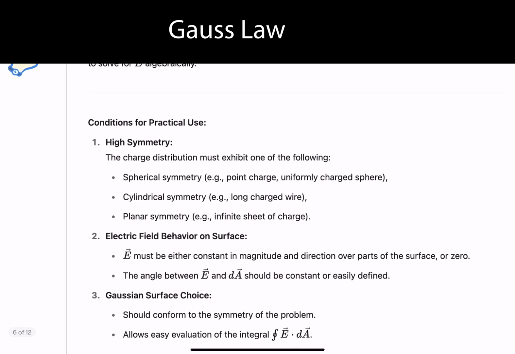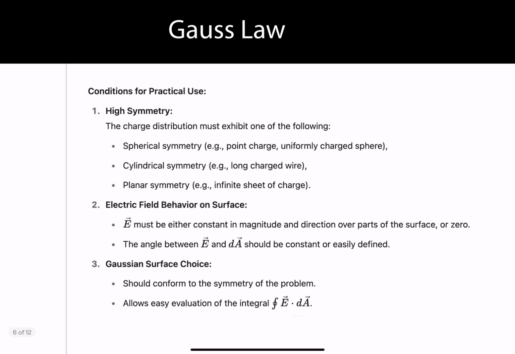So, here are some conditions of high symmetry. The charge distribution must exhibit one of the following. Spherical symmetry is when you have a point charge. That means an isolated charge situated somewhere, just like that. Or you have a sphere that's uniformly charged. Cylindrical symmetry is in the case of a long charged wire. And planar symmetry is in the case of an infinite sheet of charge.